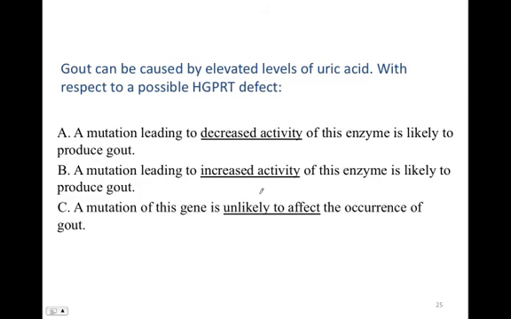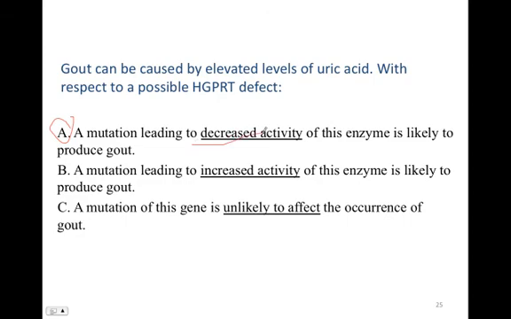Gout can be caused by elevated levels of uric acid, which we just saw on the previous slide. With respect to a possible HGPRT defect, which is most likely to cause gout? A, a mutation leading to decreased activity of the enzyme; B, a mutation leading to increased activity of the enzyme; or C, a mutation of this gene is unlikely to affect the occurrence of gout. The correct answer here is A.